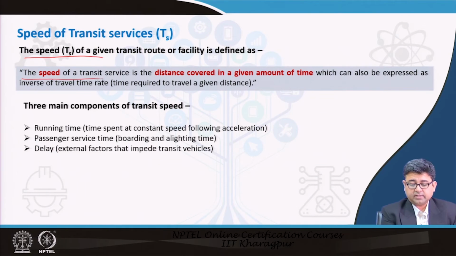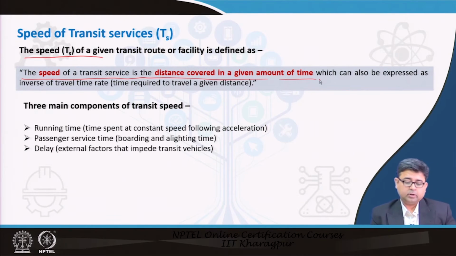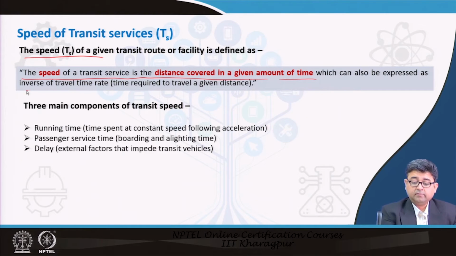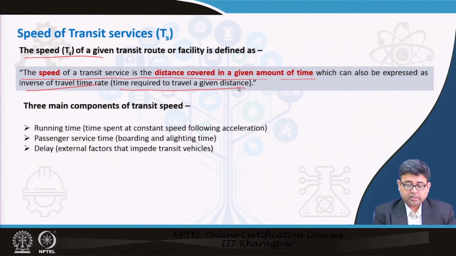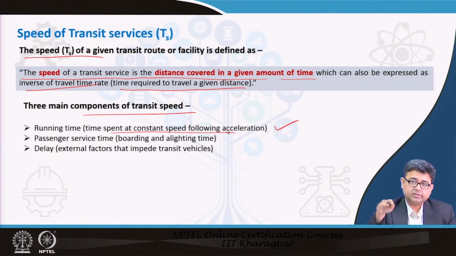The speed of a transit service is the distance covered in a given amount of time, which can also be expressed as an inverse of the travel time rate, or the time required to travel a given distance. There are three main components of transit speed. Running time, actually when the vehicle is running at a constant speed following the acceleration. So, it is accelerated, and now it is running at a constant speed.